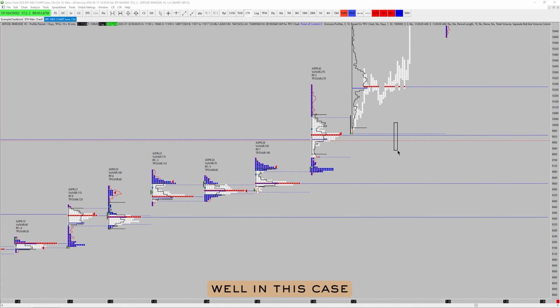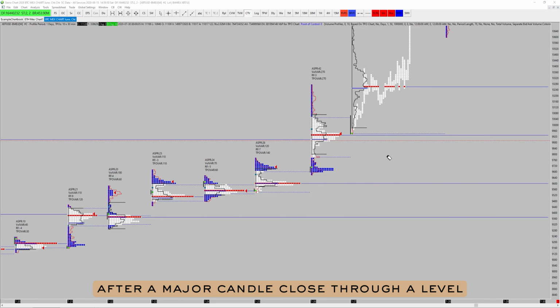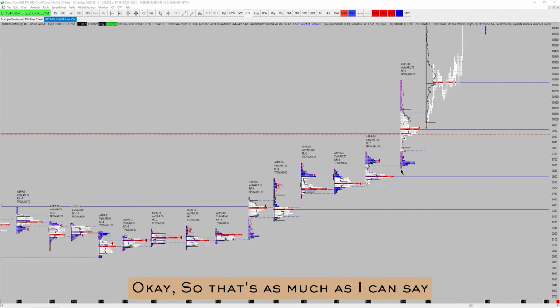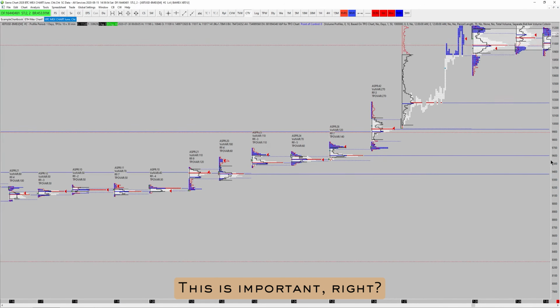At that point, we could come back to the chart or arrive to the chart for the first time and say, okay, well, in this case, we opened here, which means that we closed through the level, but the initial response after that close was not one of one-sided strength up, but rather involved some back and forth two-way trade, which is, for me, just a level of indecision after a major candle close through a level. Okay, so that's as much as I can say this is important, right?